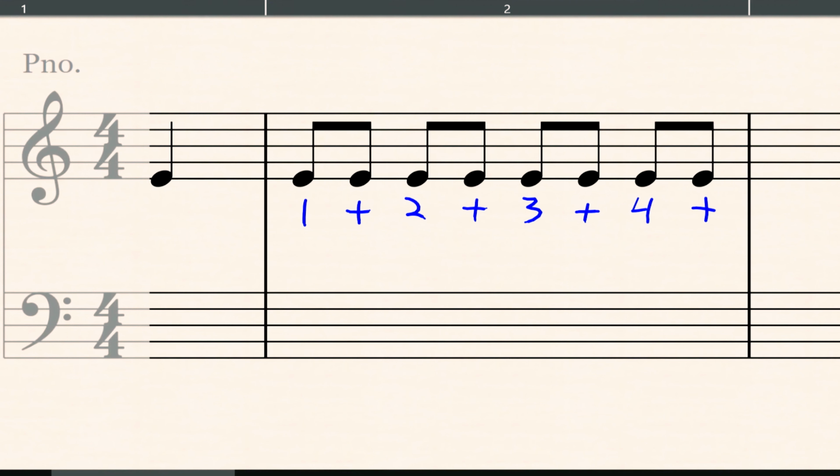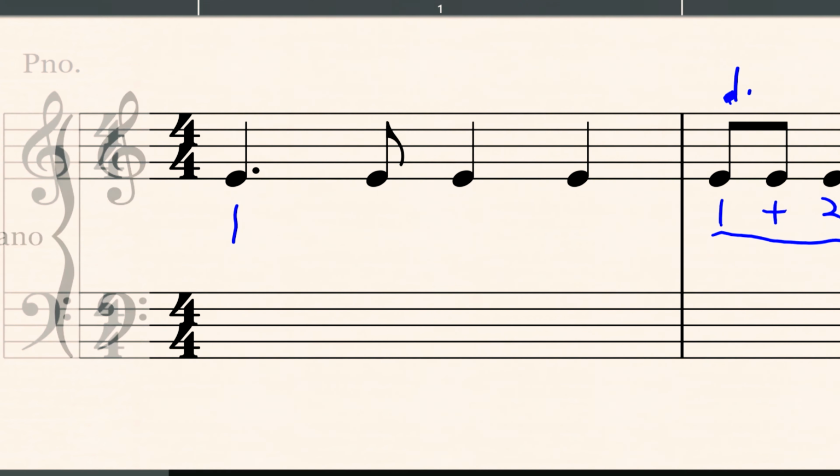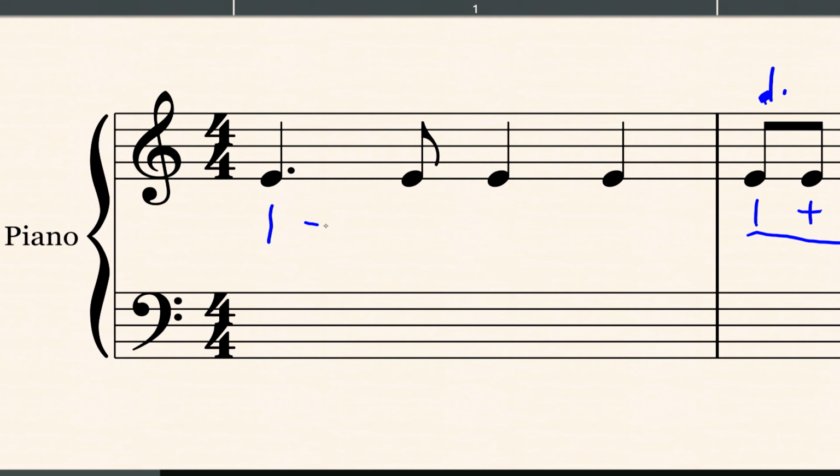Therefore your dotted quarter note, which will look like this, as you remember, is going to take up 1 and 2. So here we go. We're going to go back to our rhythm, and this is going to take up 1 and 2, just like that. I'm going to draw a line underneath to indicate how long that's going to be held for. The next eighth note is going to be pressed on "and". And then, of course, you have 3, 4.